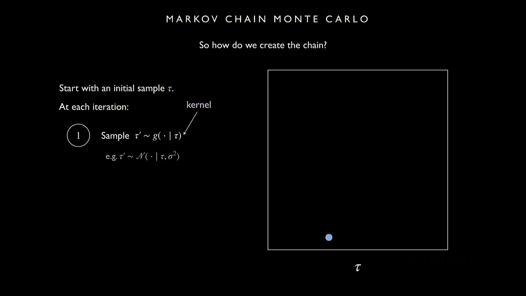To make it concrete, a very common kernel is a Gaussian distribution that's centered at the sample that we currently are at in the chain. So it would look something like this. You have our current sample, and we're going to draw a new sample from a distribution that's centered at our current sample. So for example, maybe we draw this sample, and this is our tau prime.